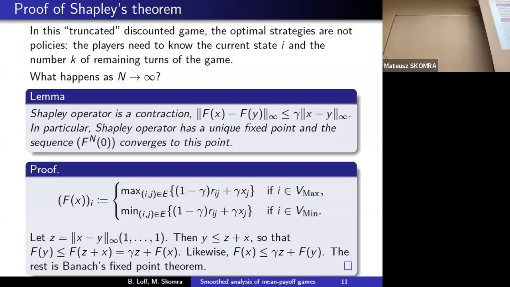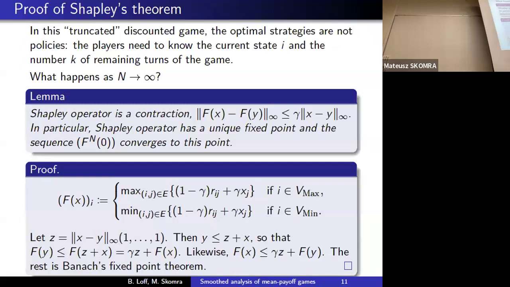But this operator has the funny property that it is monotone: if y is smaller than x, then f of y is smaller than f of x, right? Because if my x is higher, then this whole thing is higher. So this operator is monotone. But this operator also has a second funny property: f of z plus x, since z has the same value in every coordinate, will just come out of the max and out of the min, multiplied by gamma.